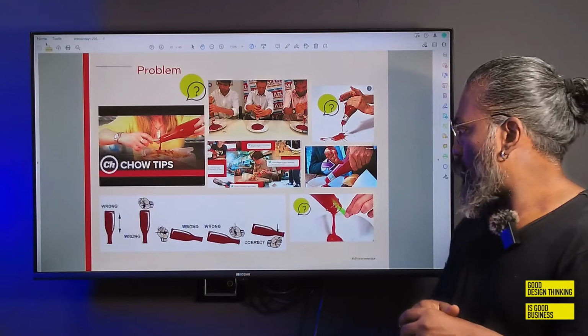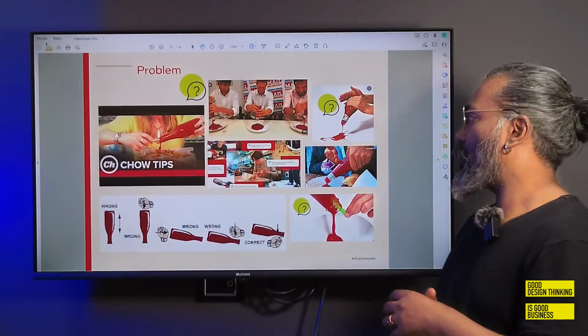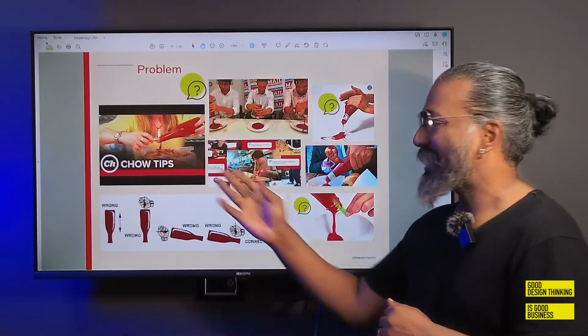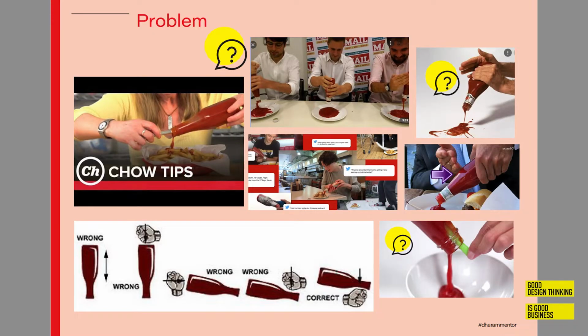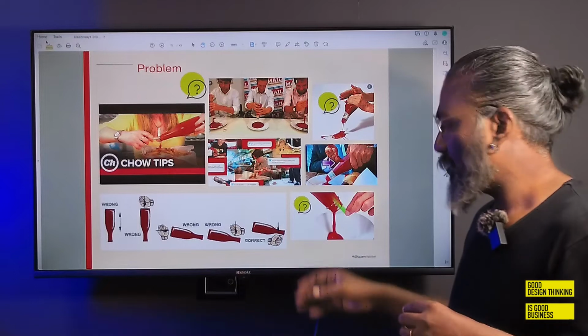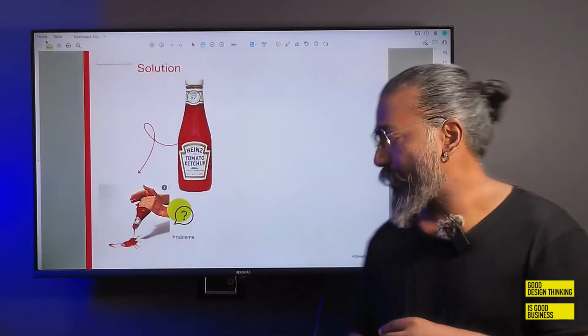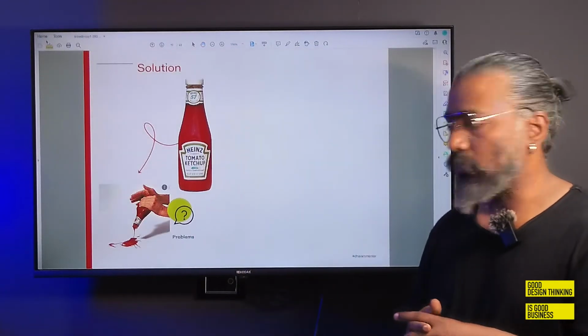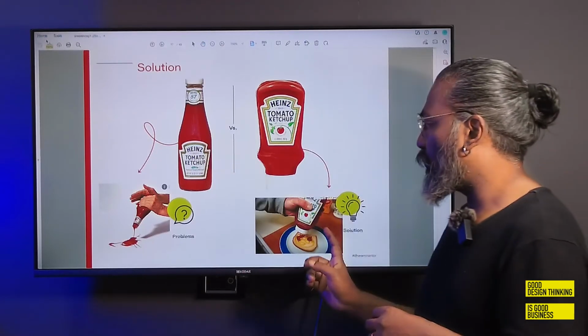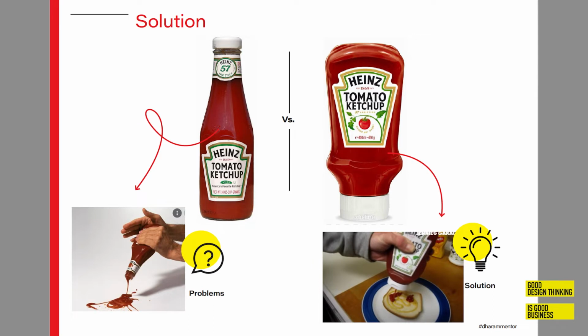Another example here, you can see that I believe most of us must have struggled taking ketchup out of this glass bottle. That's a Herculean task, and this is a problem, okay? It's a huge problem, but how is it solved using product design?